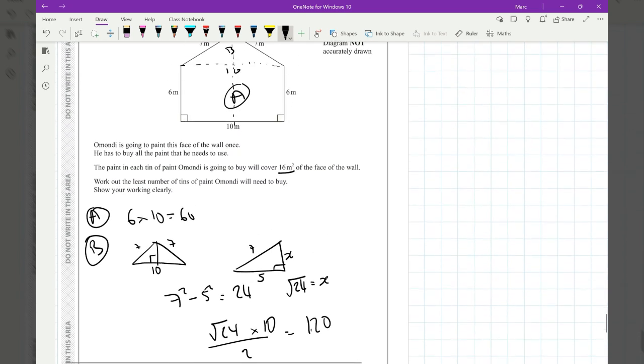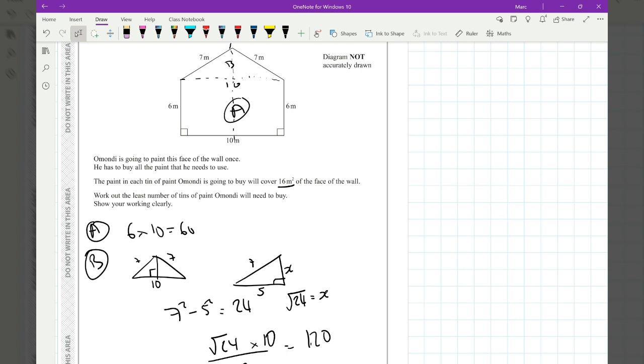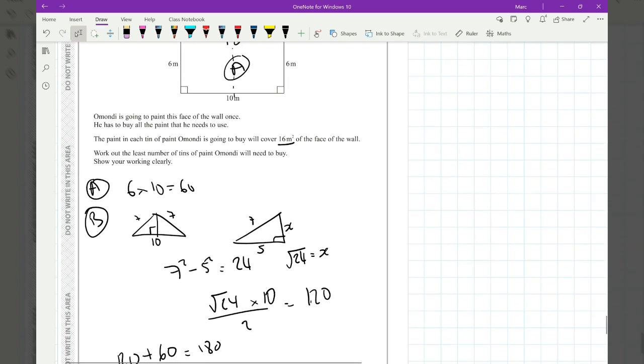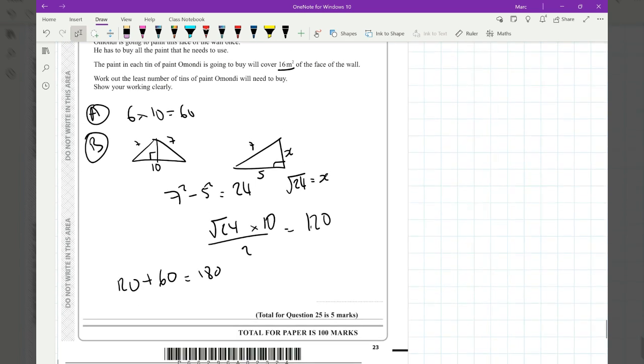Let's just go back and check that those numbers are correct. 10 times by the square root of 24. It's not right. Good, I'm glad I've checked my answer, because that 120 looks a bit big compared to the triangle. On my calculator, I haven't square rooted the 24. Now that's better. That makes 10 root 6, and simplified, that gives me 24.49.